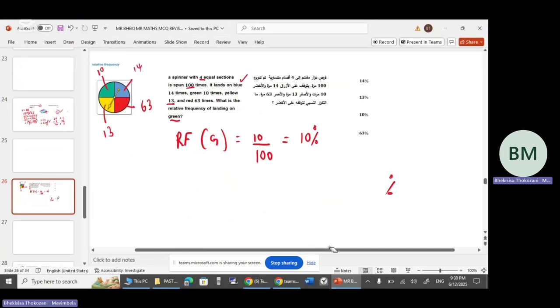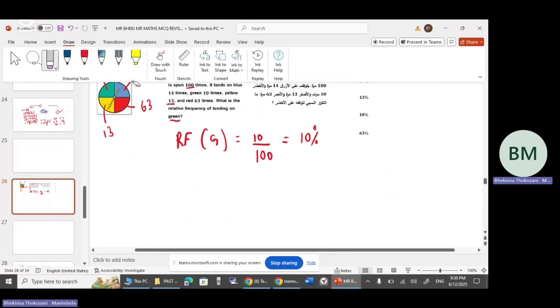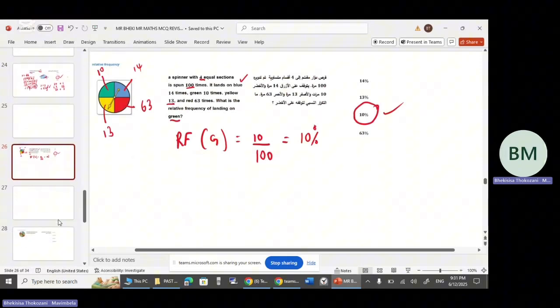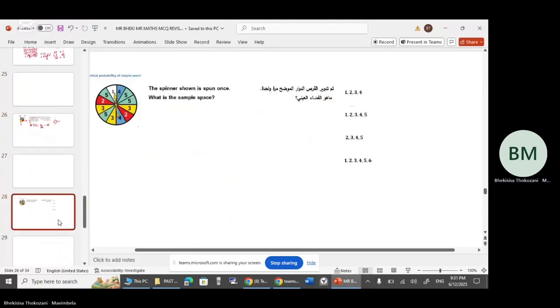So let's move on to the next one. Oh, so which is our answer? Do we have 10% here? Yes, of course we do. So this is the answer. All right. So guys, they can ask you about red, green. So the strategy will always be the same in terms of trying to find the answer on these ones. Okay, let's look at this one here.